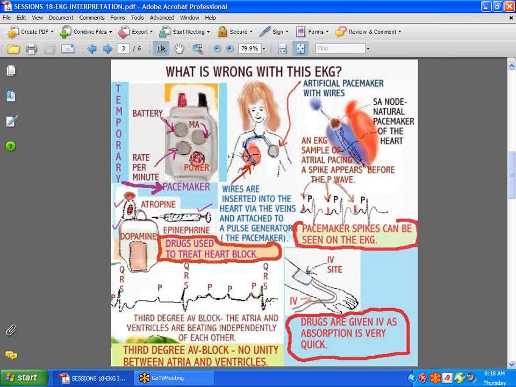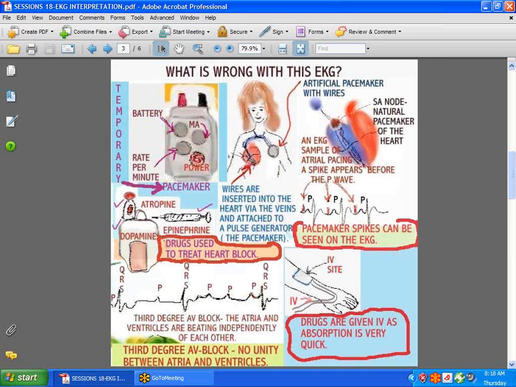If you're not certain, one of the things you can do is get a piece of paper, put a mark next to where you think there is a P, and then another mark next to where you think there is another P, and then move it along the EKG strip to see if those P's are coming up all over the place.